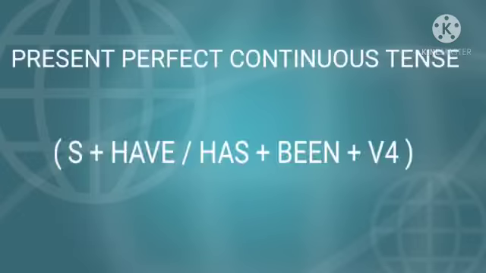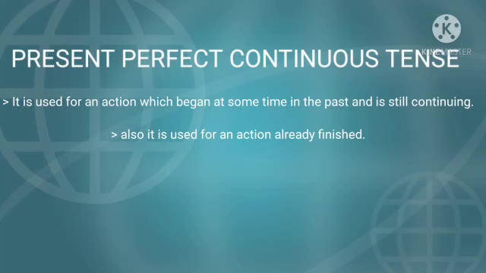Now here, the present perfect continuous is used for an action which began at some time in the past and is still continuing. Like for example, I've already given you, but another example is he has been sleeping for 5 hours. That means that he is still sleeping. They have been building the bridge for several months. They have been playing since 4 o'clock.